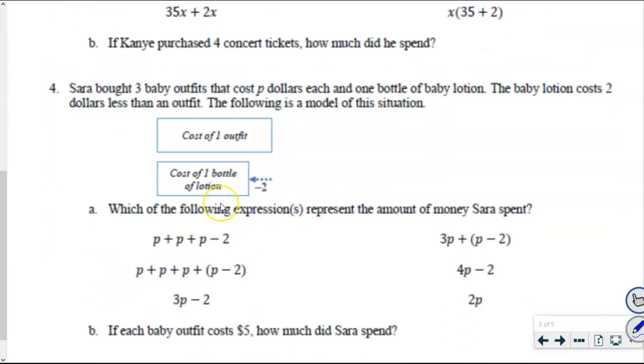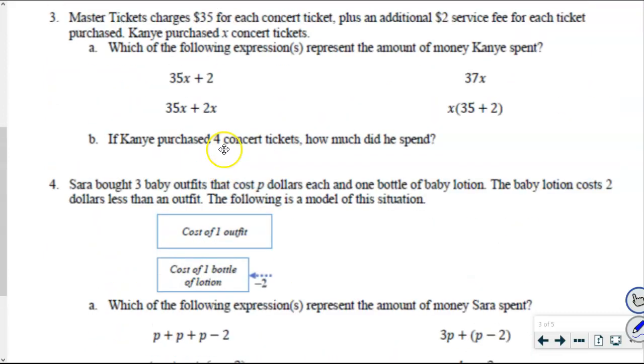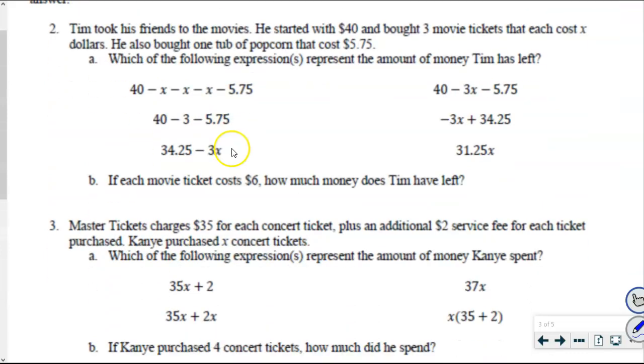We're going to talk about 4 together in a second because I like this model. I want you to understand how to read that model. But first, with your groups numbers 2 and 3, figure out the correct expressions and how much it costs based on the information given, part B's. With your groups, ready, set, go. Make sure you work through these on your own, pausing the recording.